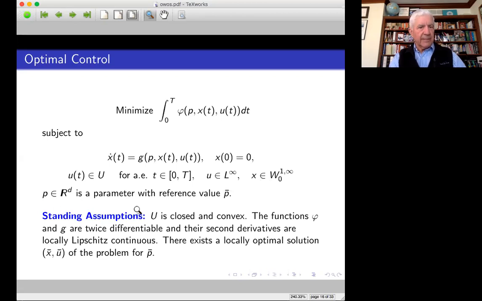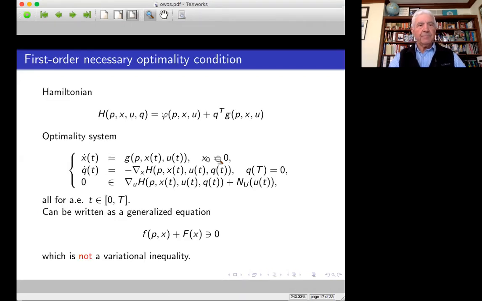So we're going to consider the strong regularity of the solution mapping of this problem. The standing assumptions are that U is closed and convex. The functions phi and G are twice continuously differentiable, and their second derivatives are locally Lipschitz continuous. And also we have a reference solution x bar, u bar for the problem with p bar.